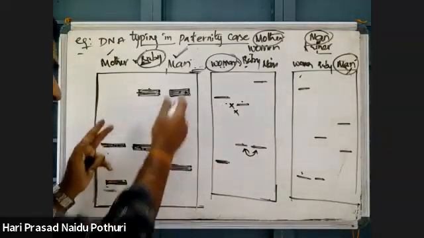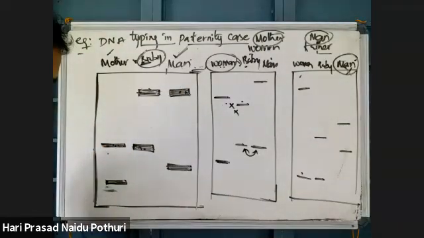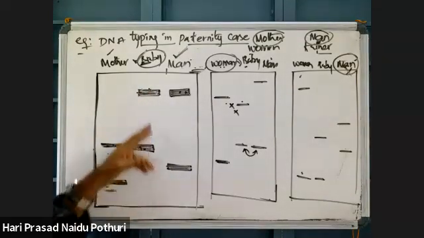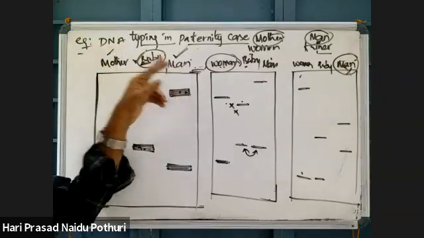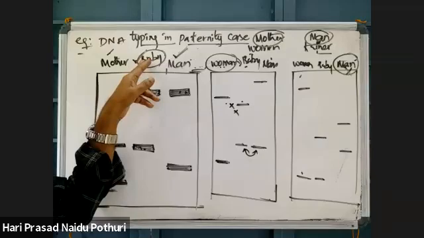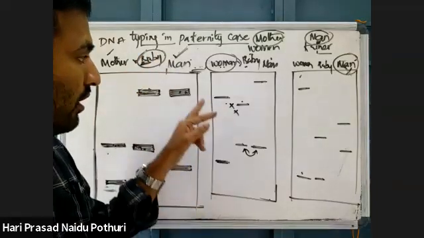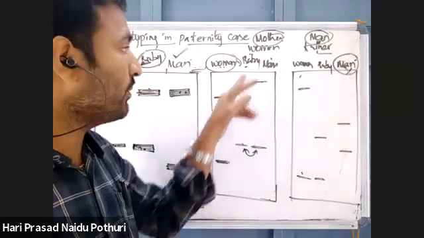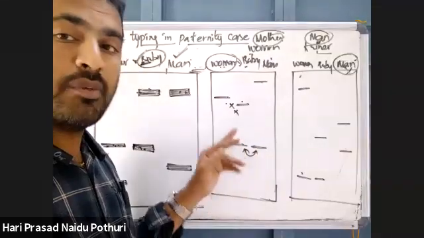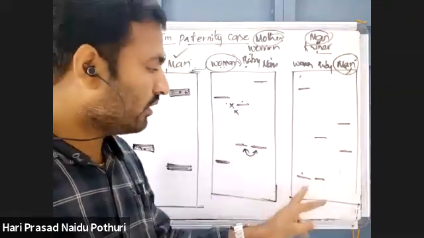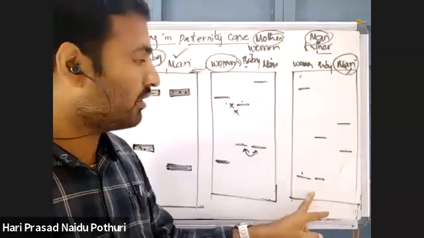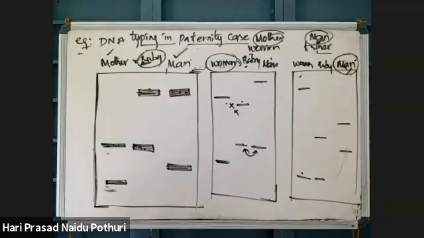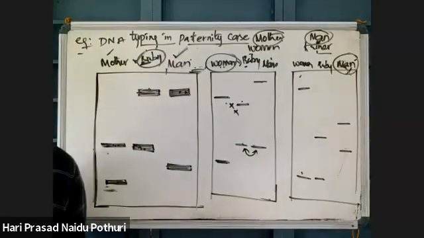This fragment, for understanding only, I wrote at different lengths. Suppose we got results like this, then we can conclude both woman and man are the parents of the baby. Suppose if we get a result where the mother's DNA is not matching with the baby, this woman is not the mother of the baby, and man's DNA is matching with baby, so he is the father of the baby. Here mother's DNA is matching, so she is the mother. Man's DNA is not matching, so he is not the father. Like that we can solve paternity and maternity cases.